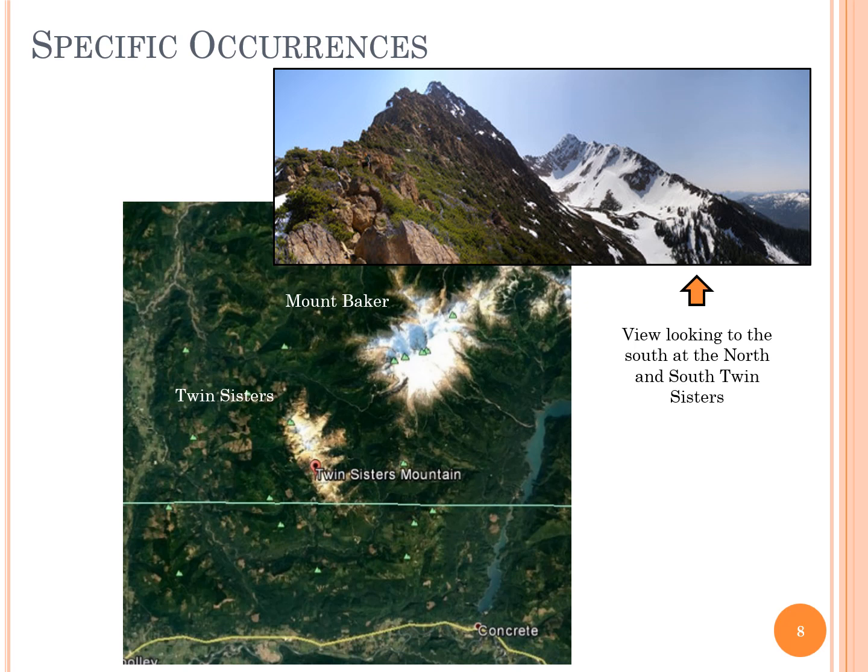The town of Concrete is located right down here at the bottom, to give you a sense of location. The Twin Sisters are a beautiful twin-peaked set of mountains, quite visible from the coast as you look back to the east.